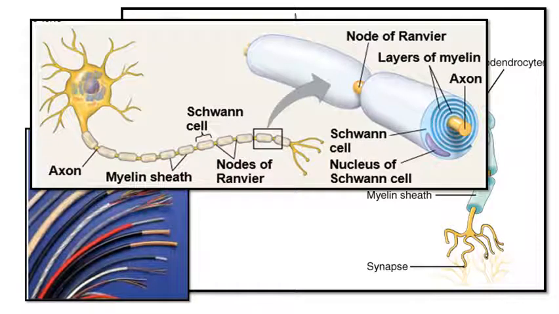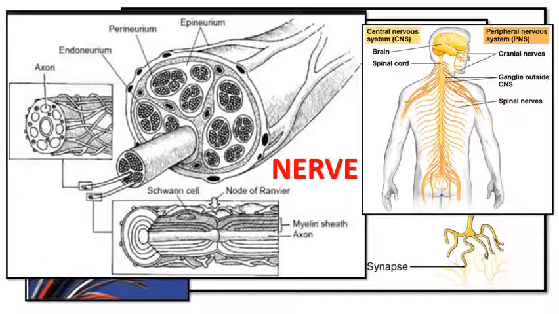Okay, here's a close-up of it. Notice that in this case, this is called a Schwann cell that's producing the myelin, and the Schwann cell has literally wrapped itself around the axon of the neuron in order to protect it and make sure the signal doesn't get dissipated. Okay, and then if you put together a whole bunch of neurons with long axons, and then you wrap them up in some connective tissue, you produce something called a nerve.